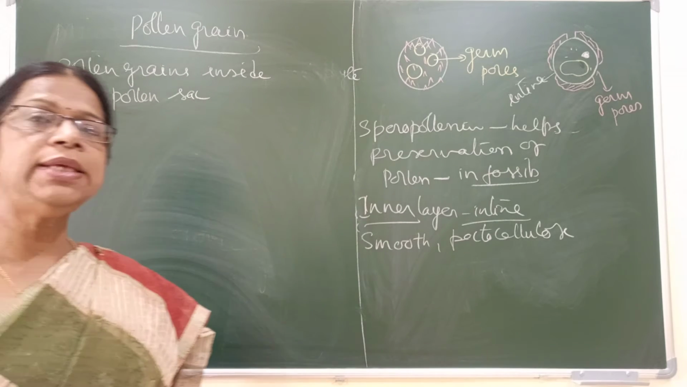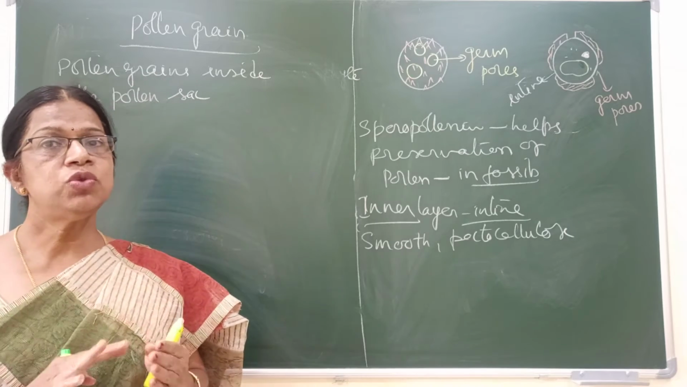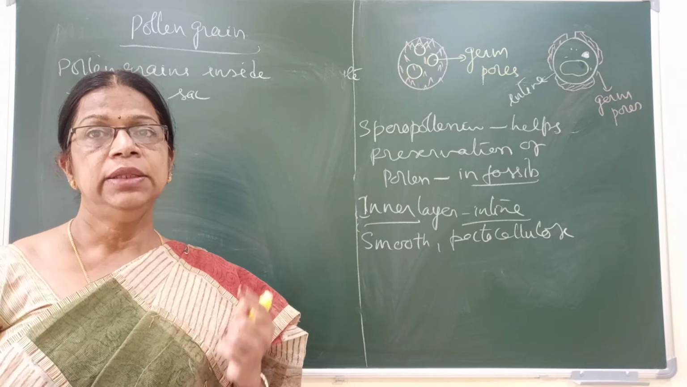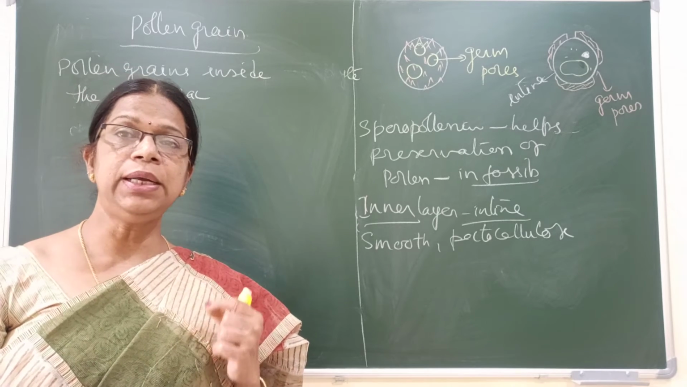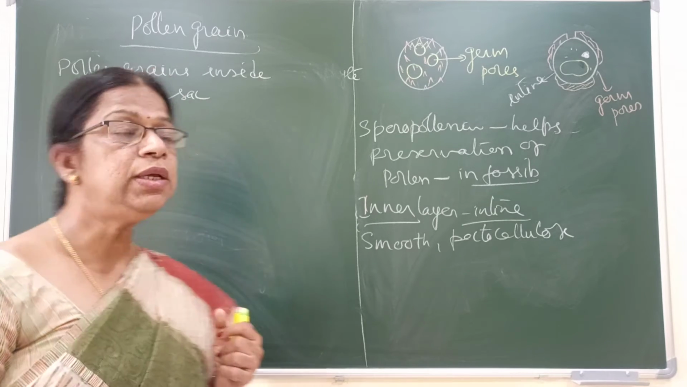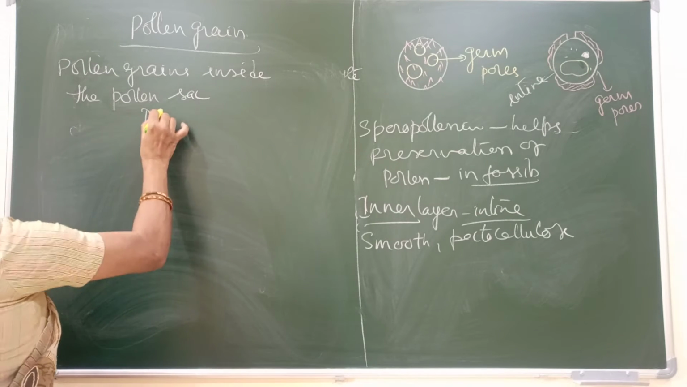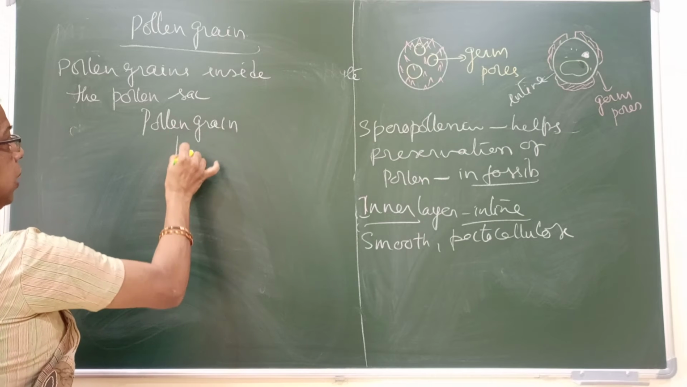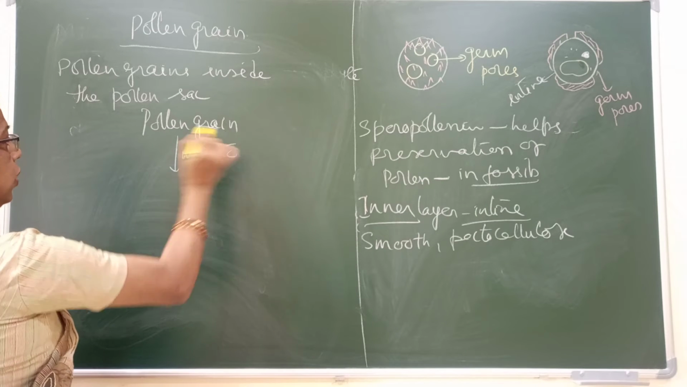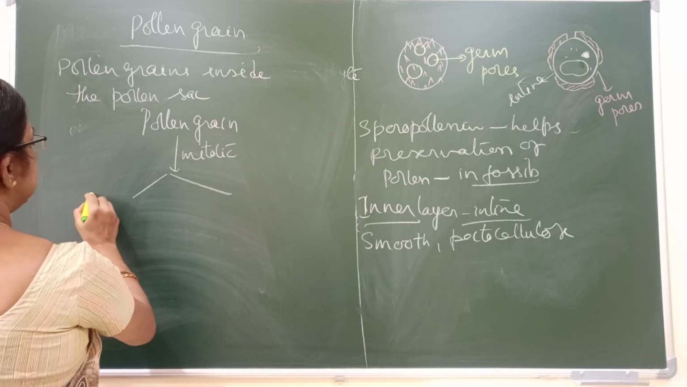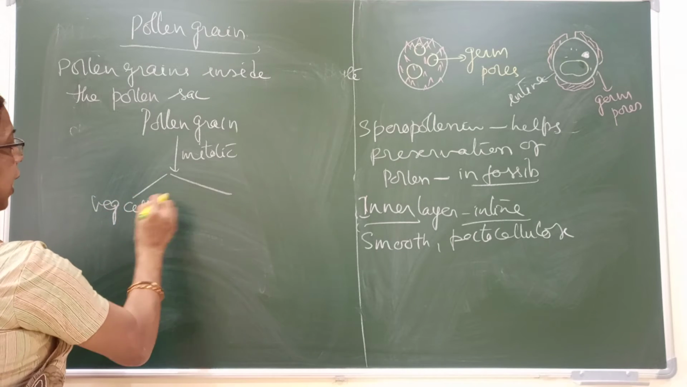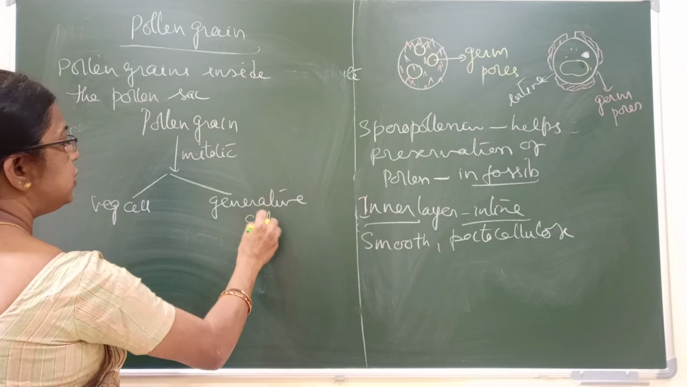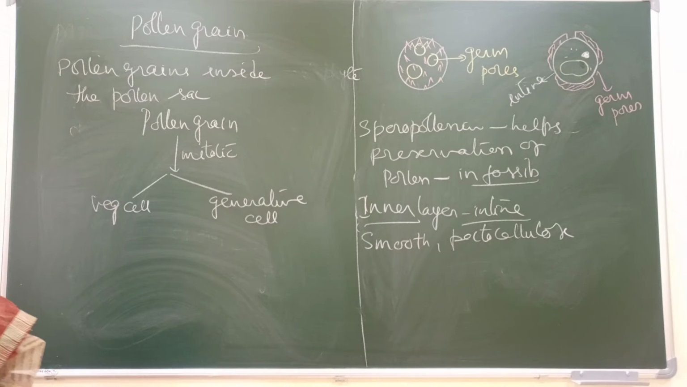Pollen grains are formed from microspores. Microspores undergo structural changes and then form pollen grains. These pollen grains partly develop inside. First, the pollen grain cell will undergo the first mitotic division and form two cells, the vegetative cell and the generative cell.